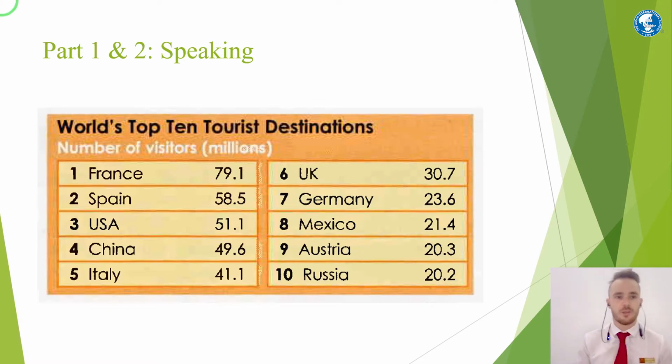Okay, so first up, speaking. You should be able to see on the screen now, we've got a chart with the top 10 tourist destinations in the world, which is measured by the number of visitors in millions. I presume that's every year. So in 10th place we have Russia, in 9th Austria, 8th Mexico, 7th Germany, 6th the UK, 5th with 41.1 million is Italy, in 4th with 49.6 million China, the USA coming in 3rd, 51.1 million, Spain 58.5 million, and the leader by quite a long way, France, with 79.1 million.